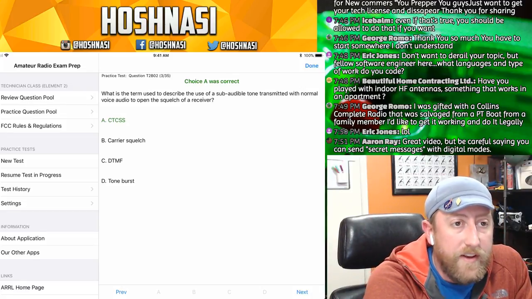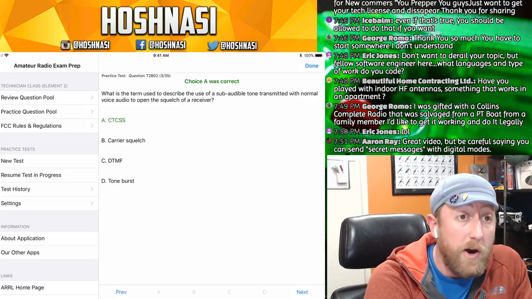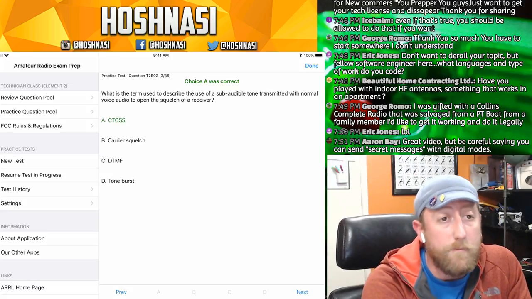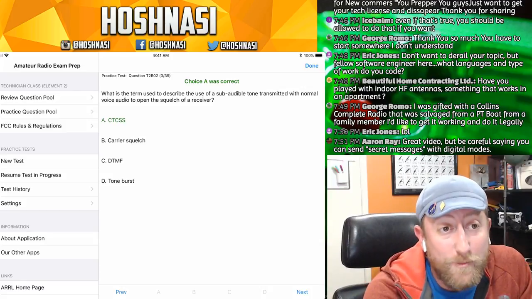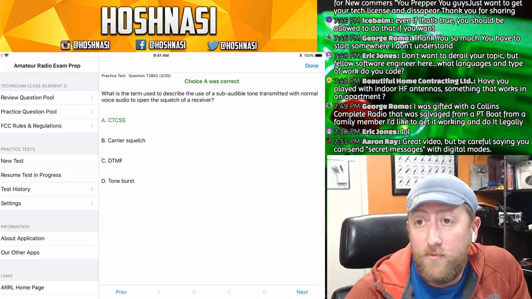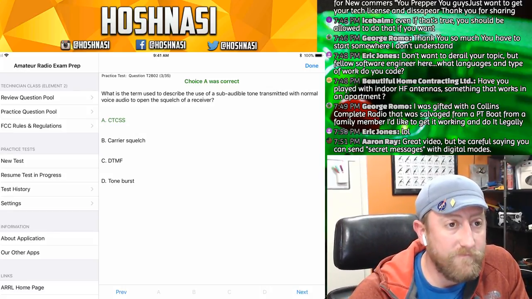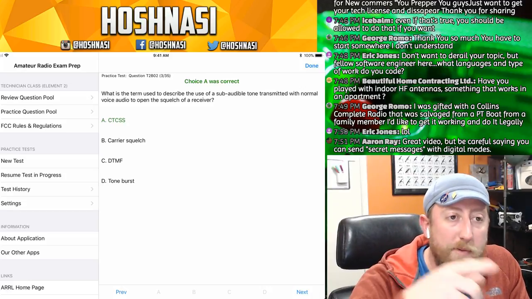George Roma, I was gifted with a Collins complete radio that was salvaged from a PT boat from a family member, and I'd like to get it working and do it legally. Holy crap, man. I have no idea the kind of poor condition that thing could be in. It's going to be a vacuum tube radio. It's going to be difficult. Let me go back. So let me go back to George in a second.